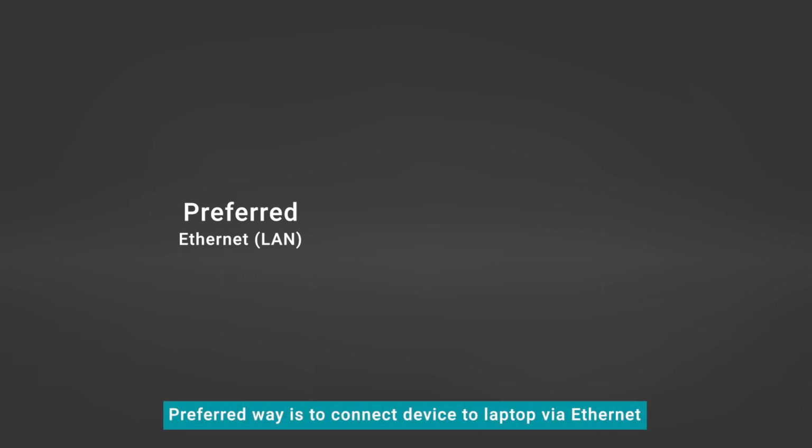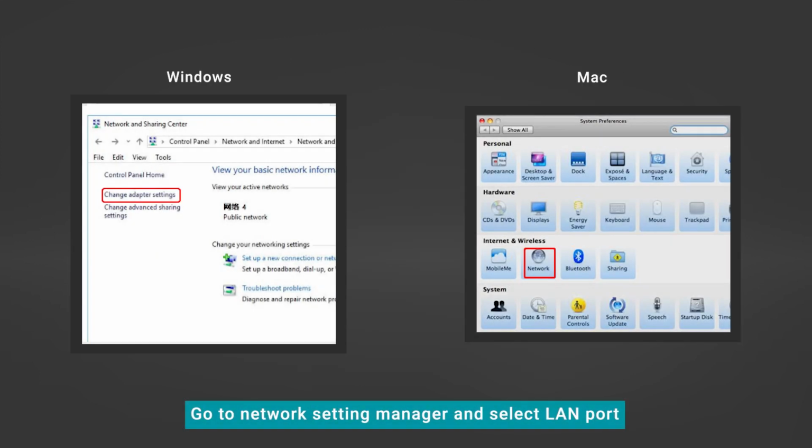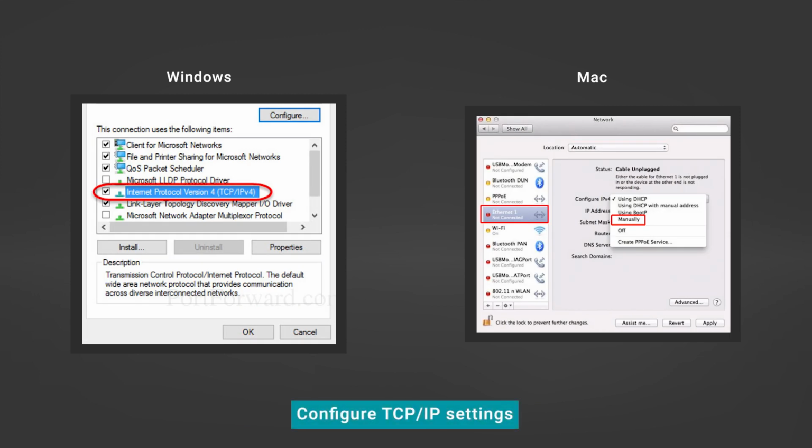The preferred way is to connect the device directly to your laptop using an Ethernet cable. Firstly, check that all devices are properly set up, powered on, and all the cables are connected securely. Go to the Network Settings Manager for your OS, select the LAN port, and configure the TCP/IP settings manually.